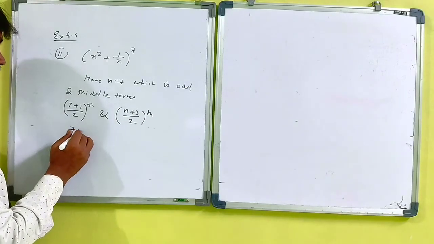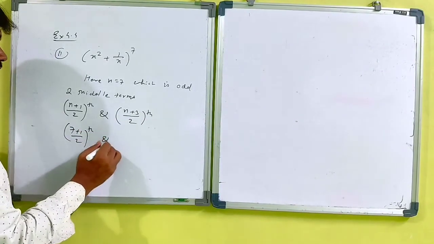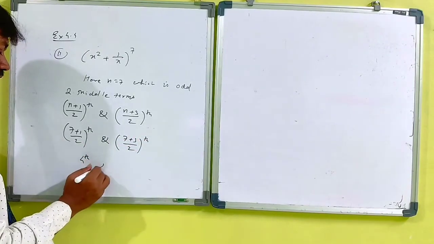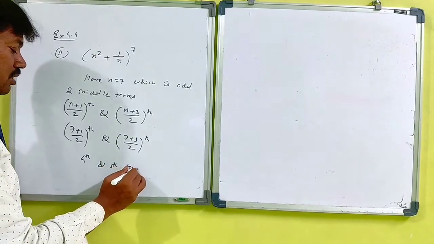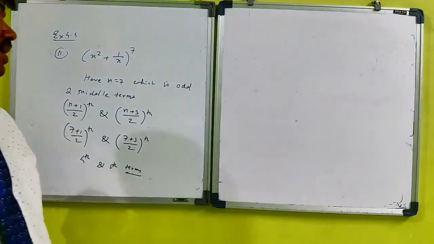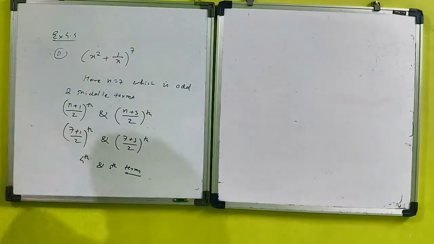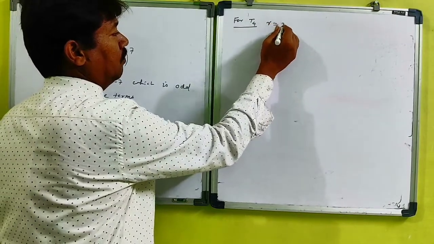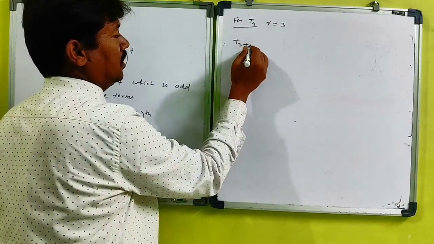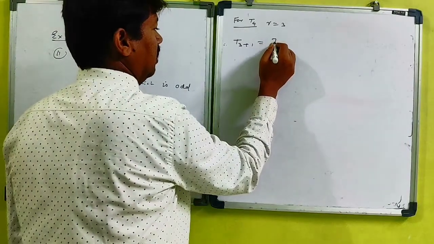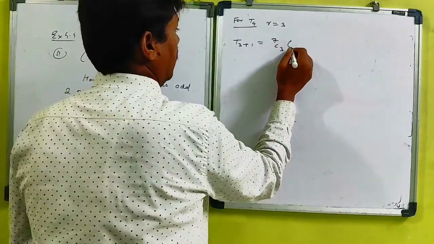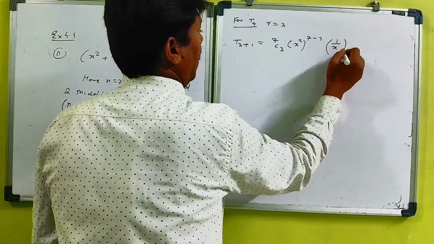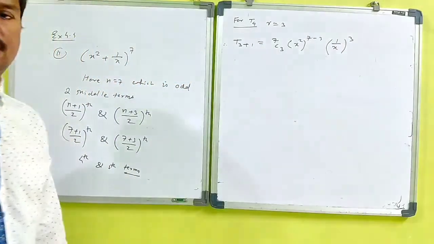That is (7 plus 1) upon 2 and (7 plus 3) upon 2. So clearly the 4th and 5th terms are the middle terms. For T4 we have to put r equal to 3. Therefore T3 plus 1 is equal to nCr, that is 7C3 (x squared) raised to 7 minus 3, (1 upon x) raised to 3, like this.